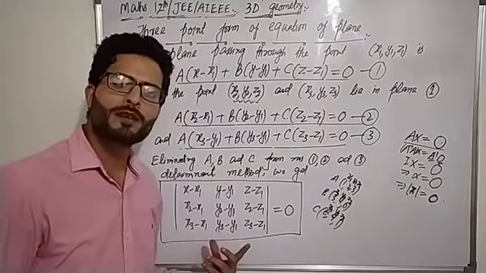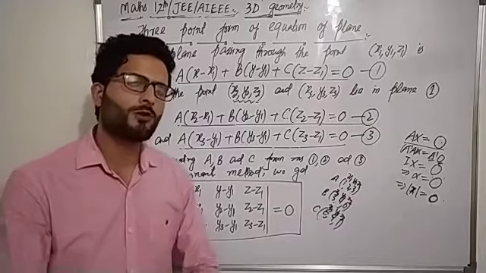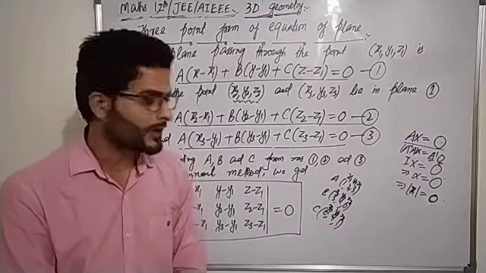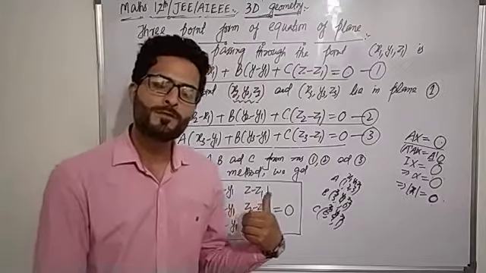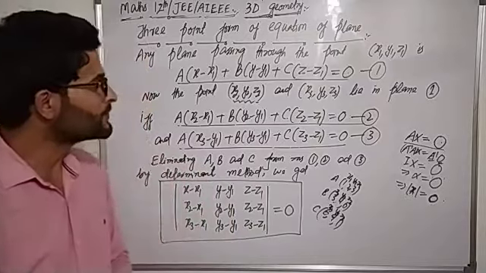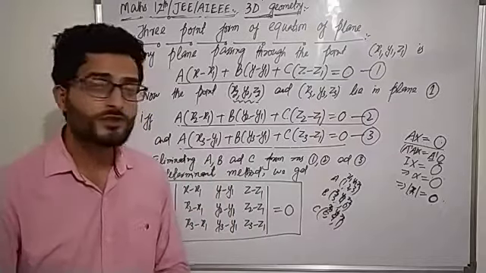Expand the determinant by Laplace expansion. There you will get the equation in terms of x, y and z, and that equation would be the required equation of that plane, that is, in 3-point form, right? So that was all about the 3-point form of the equation of a plane.